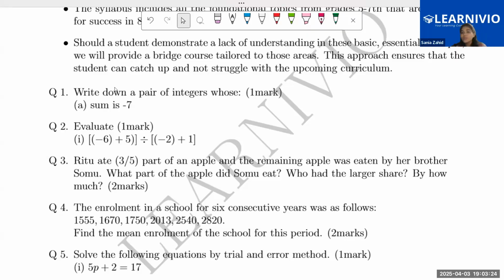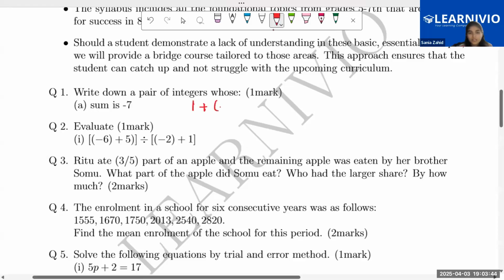So, you have to tell me two integers. On adding those integers, you should get -7. You understood the question? Yes, ma'am. So, tell me the answer for this. Okay, ma'am. 1 plus -8. 1 plus -6. No, ma'am. No problem, it's okay. You can do it easy. Take your time.